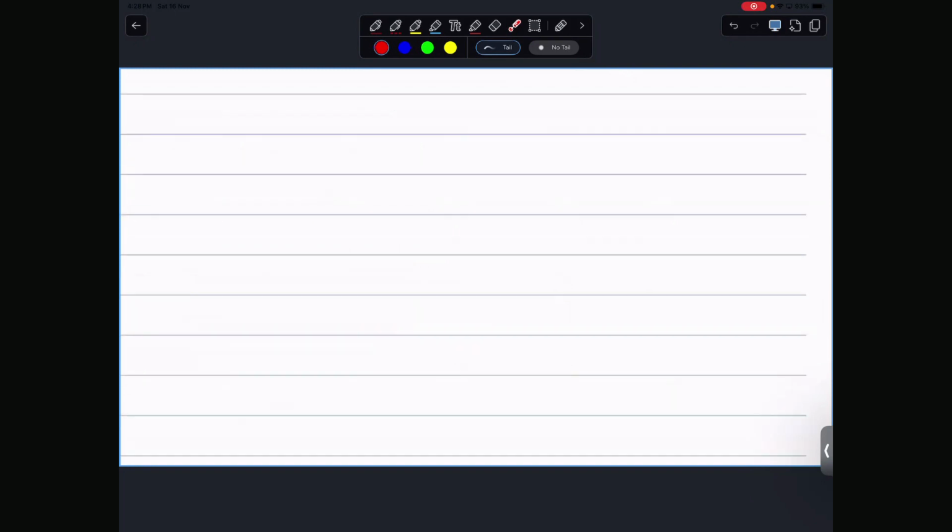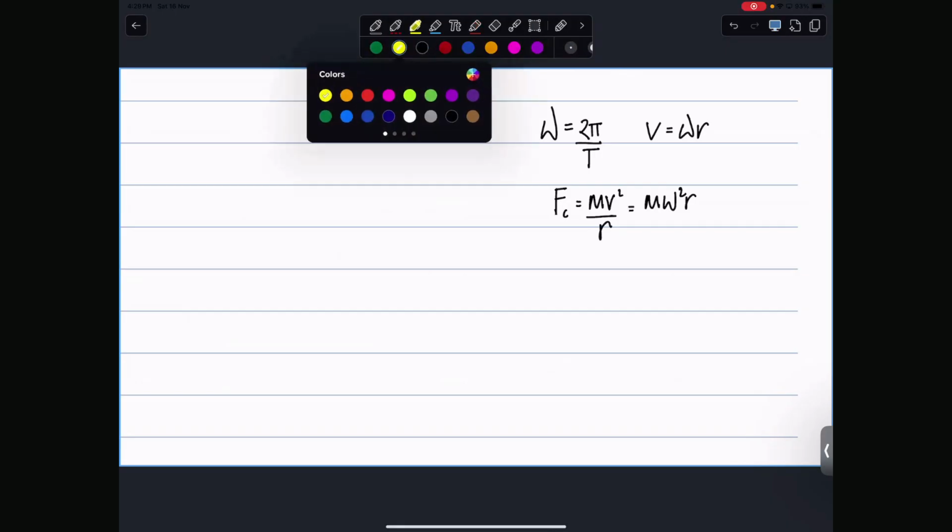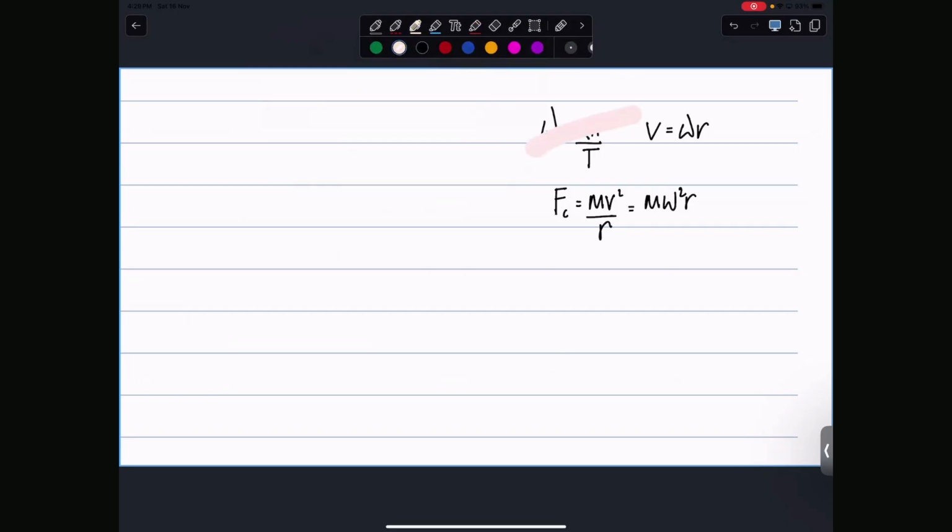Okay, so before I start, I just want to do a quick recap of all the equations of circular motion because we need them. So what is omega? 2 pi by T, right? What is v? Omega R. What is centripetal force? mv squared by R, or m omega squared R. Clear? So these are the 4 equations for circular motion, typically.